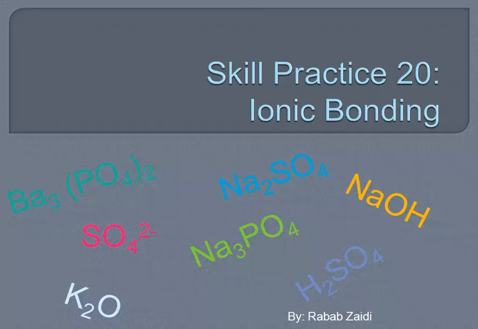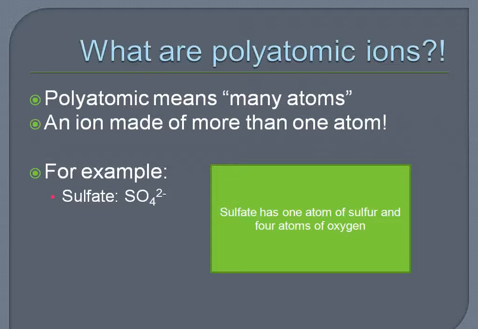Hi guys, my name is Rob, and today I will be teaching you about ionic bonding and how to form formulas with polyatomic ions. Well, what are polyatomic ions? Polyatomic means many atoms, so a polyatomic ion would be an ion made of more than one atom.